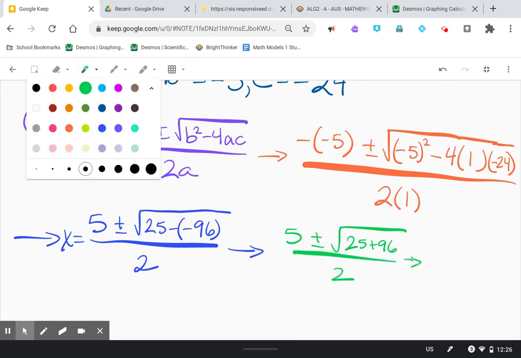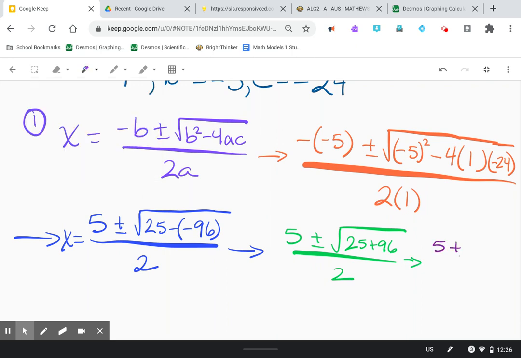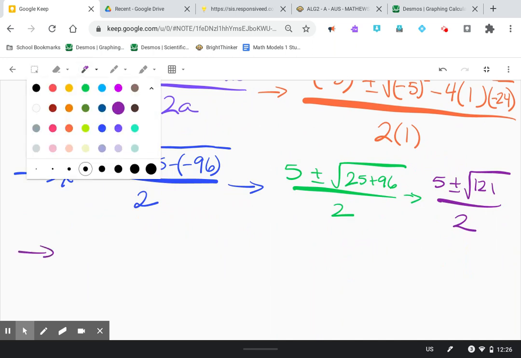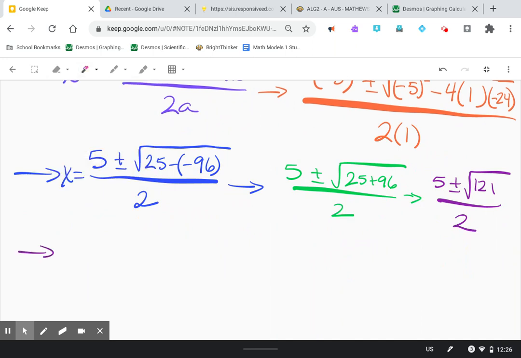Keep working this out. We get 5 plus or minus the square root of, that's going to be 121, all over 2. Notice it takes a lot of steps to do this. You just have to be super careful about your operations. 5 plus or minus 11, because the square root of 121 is 11, over 2. And at this point, notice that this equation says 5 plus or minus 11 divided by 2.